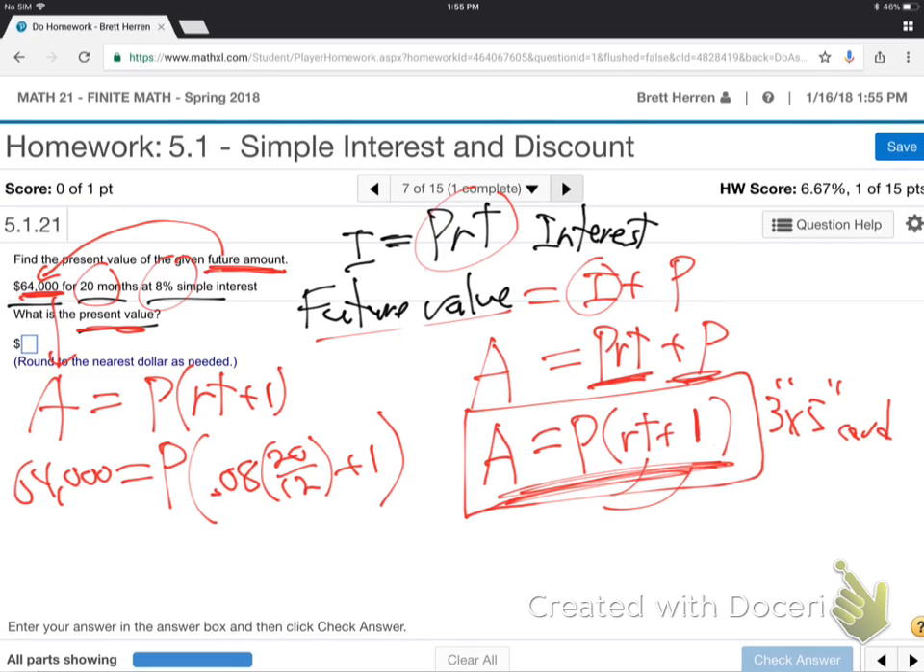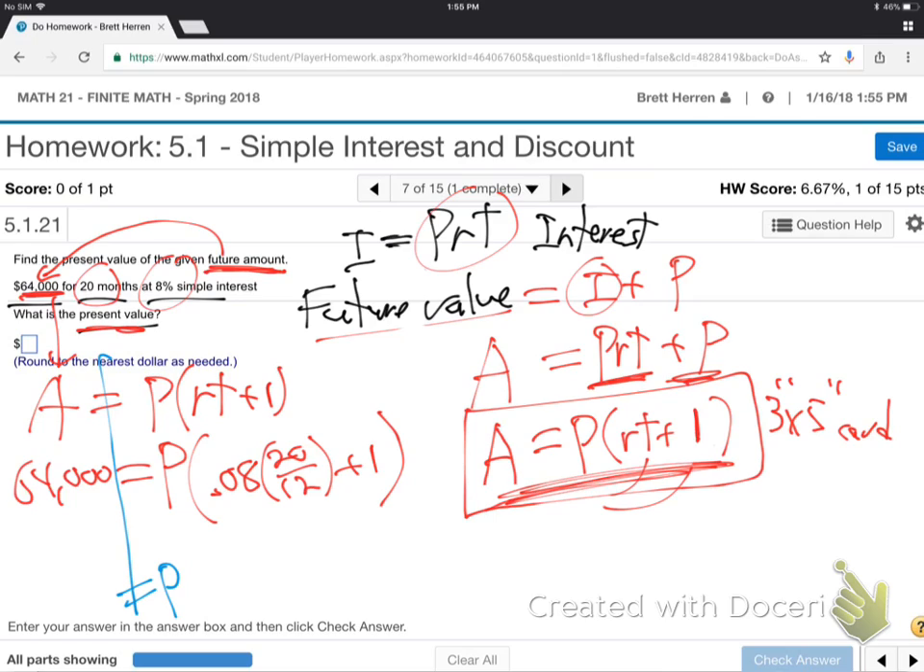I want to solve that using this future amount formula, which you can put on your 3x5 card. I want to solve for P. It's like this is an equation, and P is saying, I want to be alone. I want to be alone. So it means to solve, right? P wants to be alone. How do I get P alone? What do I do to get P alone?